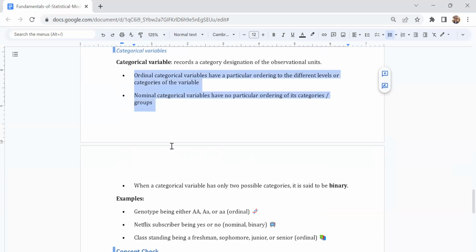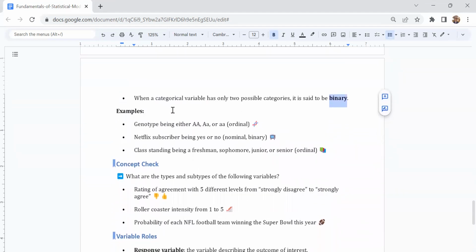Separate from ordinal and nominal, any categorical variable can be binary if it has two possible categories. And note that an ordinal variable can be binary, but it doesn't have to be. And a nominal variable can also be binary, but it does not have to be. Okay. So let's look at some examples. So measuring someone's genotype, where maybe they have no minor alleles, one minor allele, or two minor alleles. Okay, these are, say, three different outcomes of a genetic variant. And there's three categories. There's a particular ordering to them. And so this is an ordinal categorical variable.